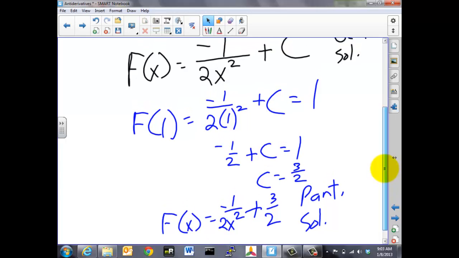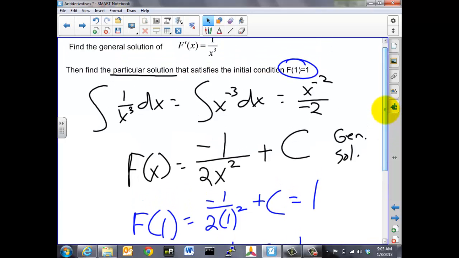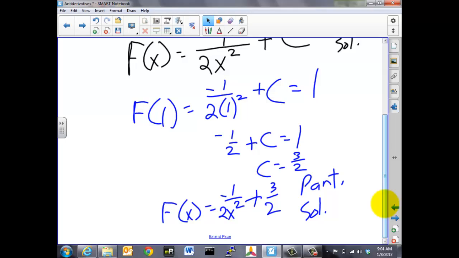If I gave you a different constraint or different initial condition, you'd get a different C out. So if I said f of 2 is 7, you could work through and figure out what that is. F of 3 is 11, whatever it is. But this is a general solution with the plus C. A particular solution has a number solved for it there. And it's not hard to find that C, but you have to have an initial condition there, okay?